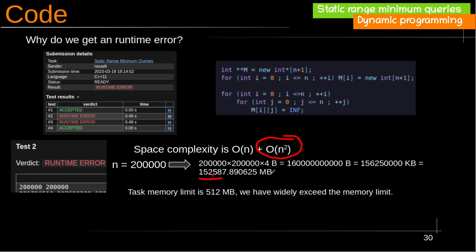152,578 megabytes by using integer, a matrix of integers, which is, as you see, a very huge amount of memory.